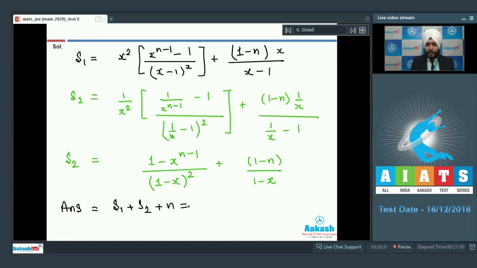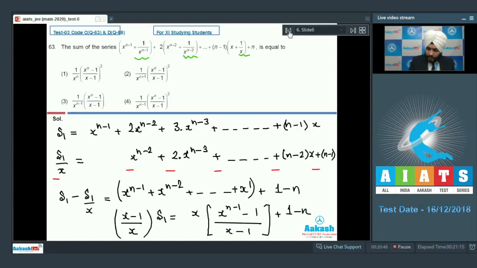Students, you'll have to do a little bit of manipulation, and after doing that manipulation, you will get 1 upon x raised to the power n minus 1, x raised to the power n minus 1 upon x minus 1 whole square. Okay, that is the final answer. So let us have a look at the options. Option number 4 is the correct choice. Okay, no doubt this is a lengthy problem, so most of the students can skip it. Okay, let us move on to the next question, that is question number 64.